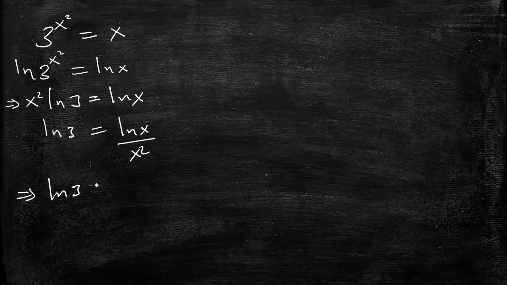Natural log of 3, or ln of 3, is the same as, now we can rewrite this as ln of x times x raised to negative 2. The same as that, so I've done nothing. Okay, now let's observe something.